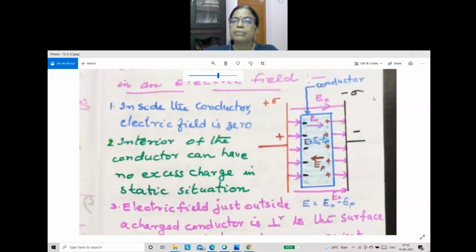Deepanksha, how will you produce a uniform electric field? How will you produce a uniform electric field? You don't know, I just told now. Just now I told. Take two metallic plates. Are you not hearing?